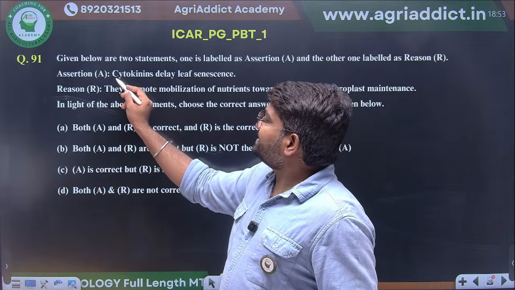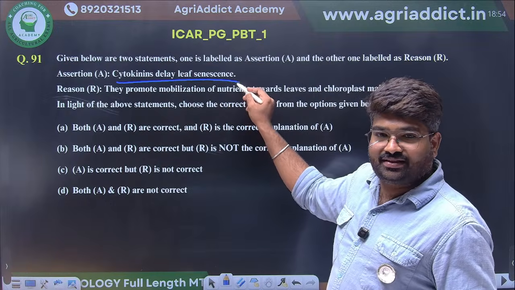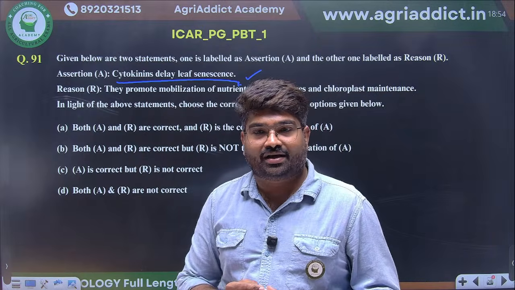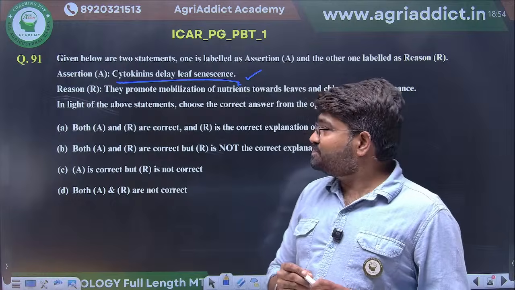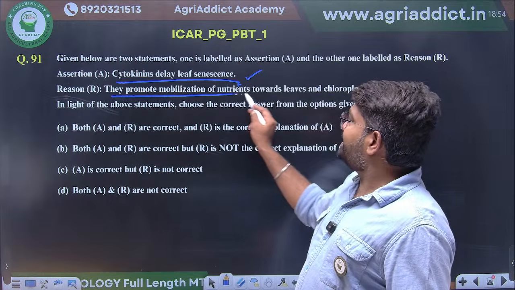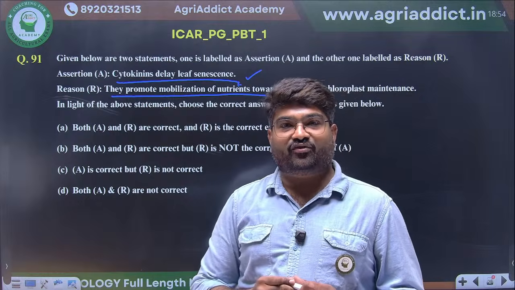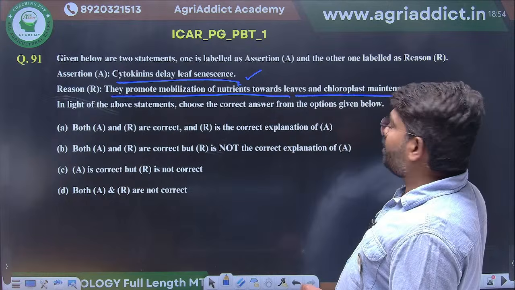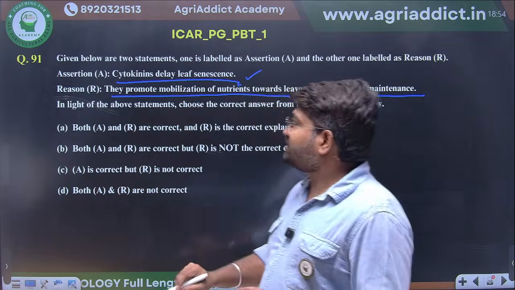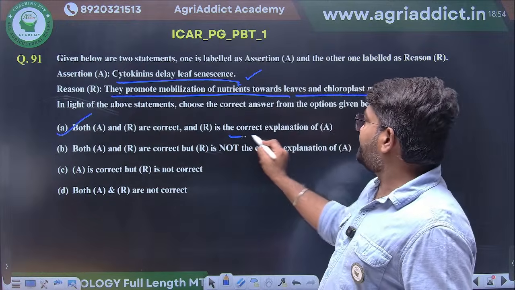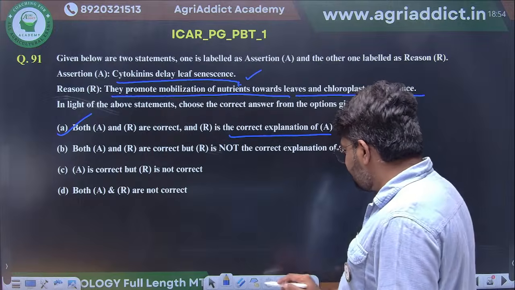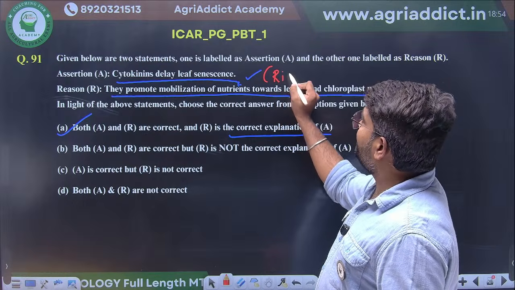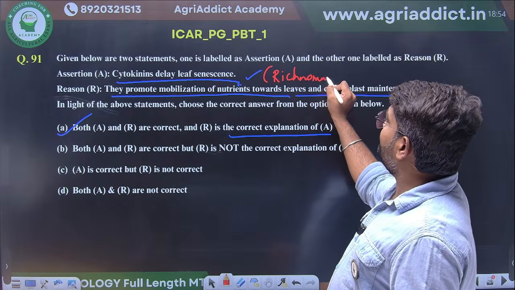Next question. Cytokinin delays leaf senescence. This we already saw in our class. A, B, C. Then they promote mobilization of nutrients towards the leaf. Yes, Tejaswani, towards the leaf and chloroplast maintenance. So both A and R are correct, and R is the correct explanation. We know cytokinin delays leaf senescence. This concept we have already discussed in our previous lecture. This is known as the Richmond-Lang effect.